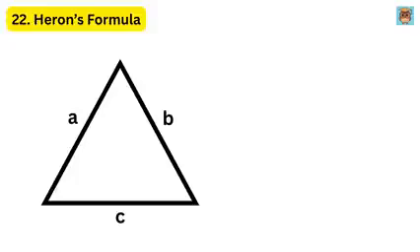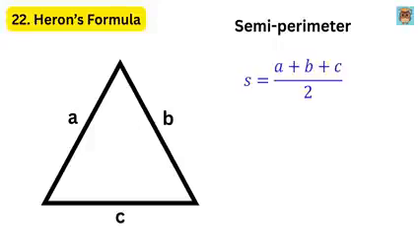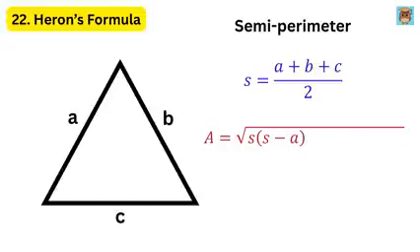22. Heron's formula is a powerful way to find the area of any triangle using just its 3 side lengths. If a, b, and c are the sides of a triangle, then first you calculate the semi-perimeter s, which is a plus b plus c divided by 2. Then you plug it into the formula. Area is square root of s times (s minus a) times (s minus b) times (s minus c). It works like a magic recipe for any triangle, no matter the shape.